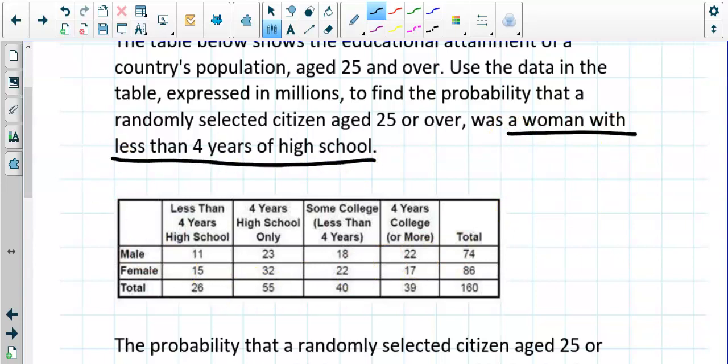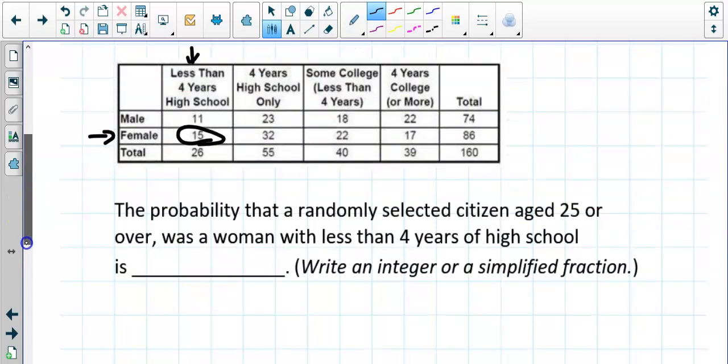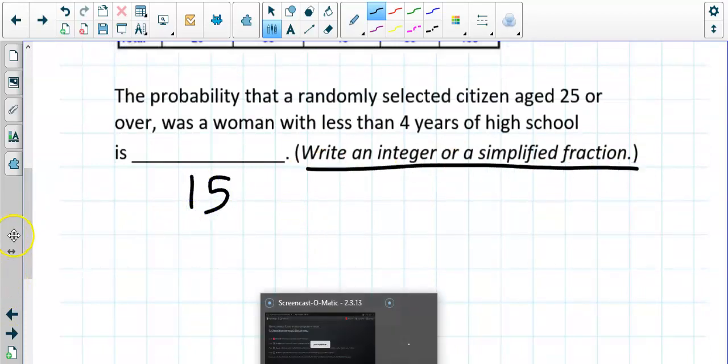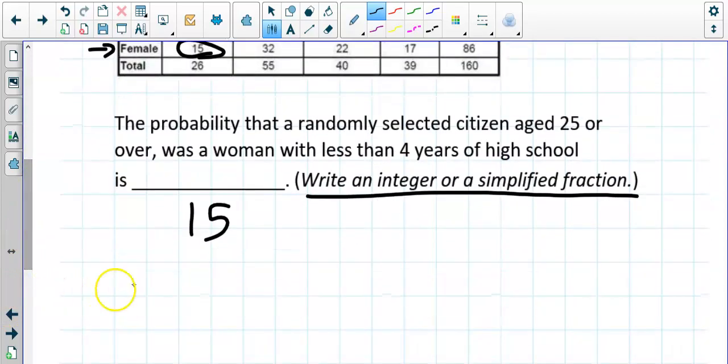Okay? Well, let's find that first. I need a woman, female, less than 4 years of high school. Here's less than 4 years. Here's the female. So that's the number we're focusing on. That's what we want. So that's our top number when we're thinking about this. Hey, see, there's the right directions that should have probably been on the other page, but that's all right. So that's our top number, 15.